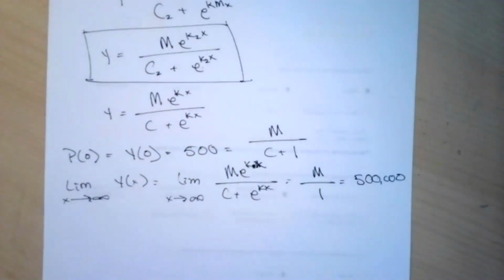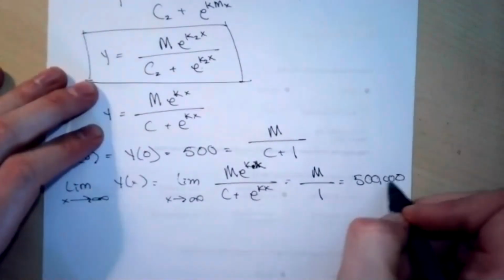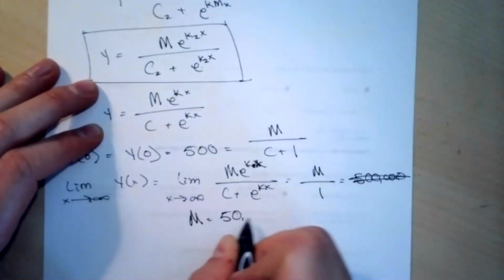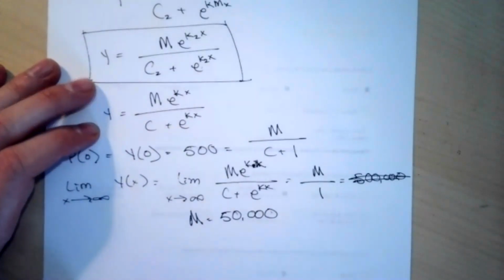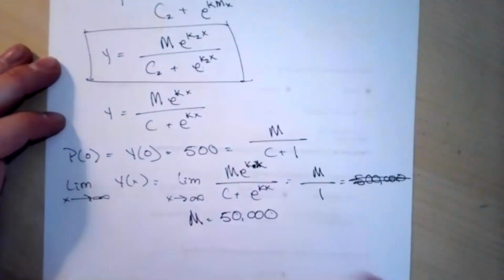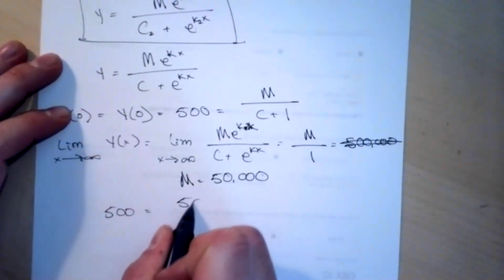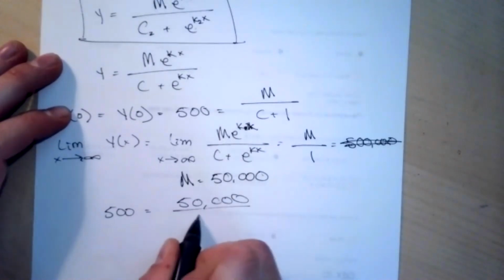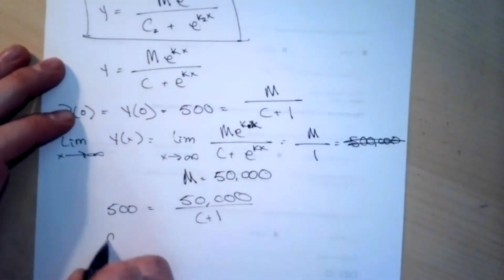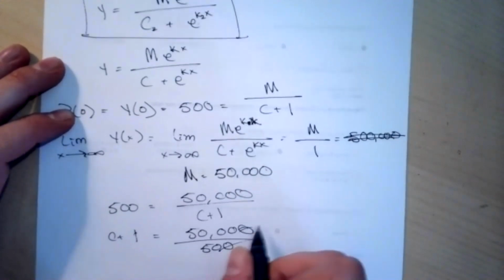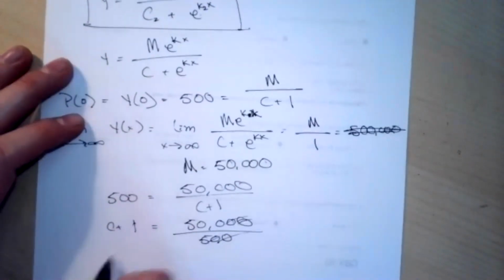Wait, is that what I chose? Was it 500 or 50? 50,000, excuse me. So since M is 50,000, then C is going to be 99.